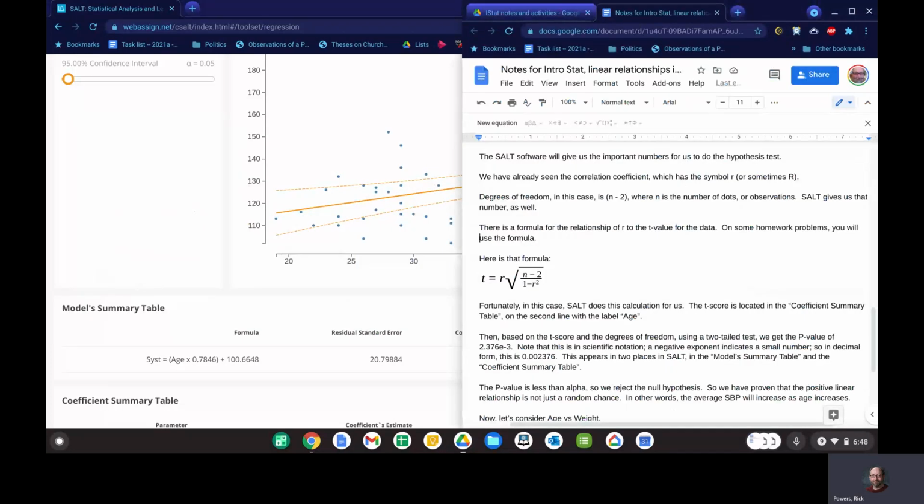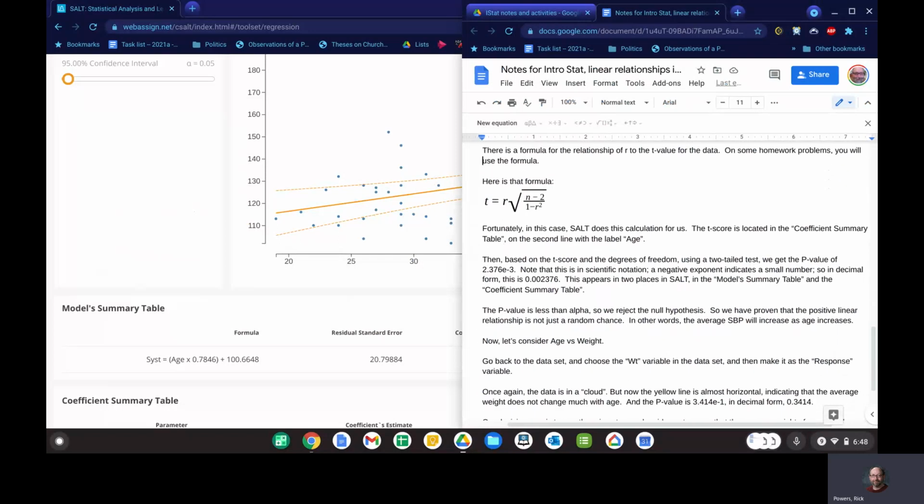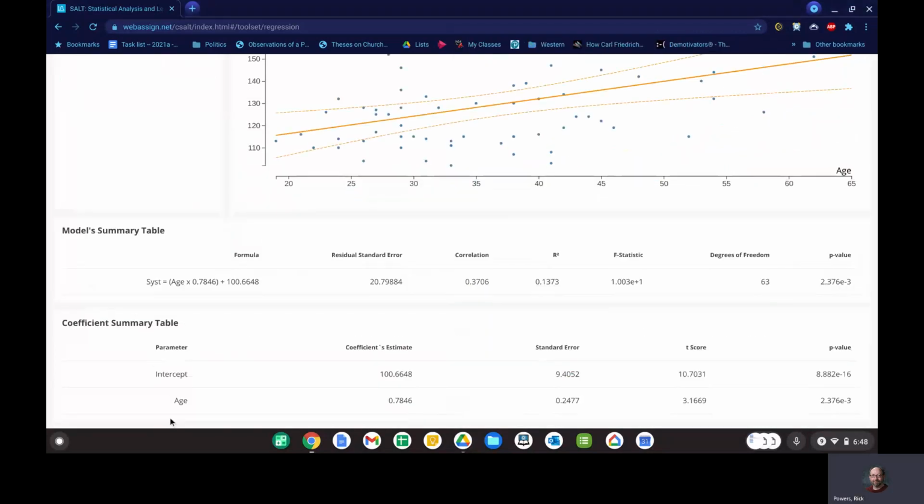There is a formula for the relationship of R to the t value for the data. On some homework problems, you'll use this formula. Here's the formula. T is equal to R multiplied by the square root of n minus 2 over 1 minus R squared. Fortunately, in this case, SALT does that calculation for us. The t-score is located in the coefficient summary table in the second line where it says age. We go over and we see the t-score. If we had used the formula using R, we could put that into the t-score and also find that number this way.